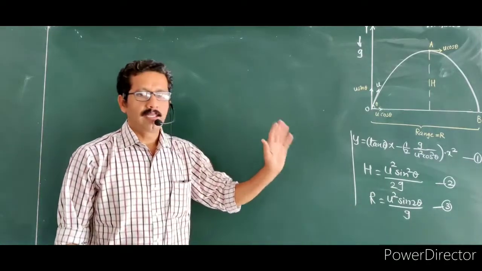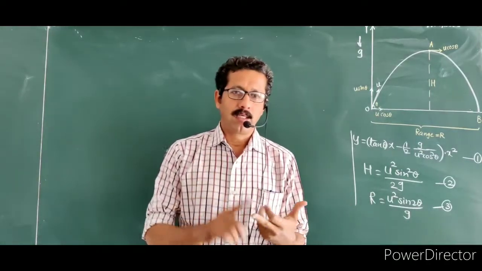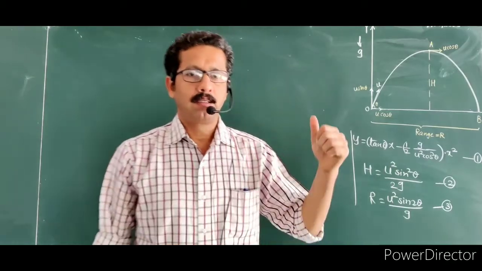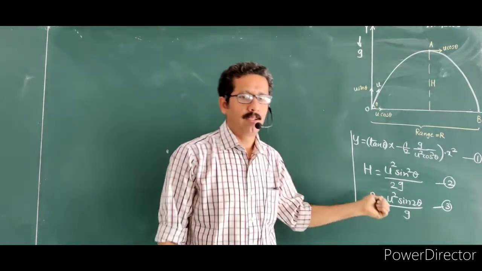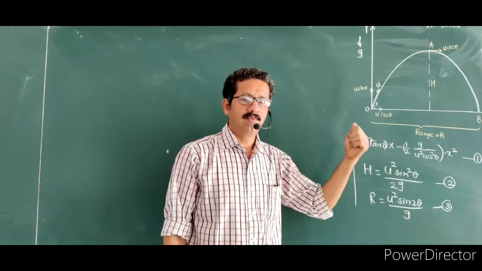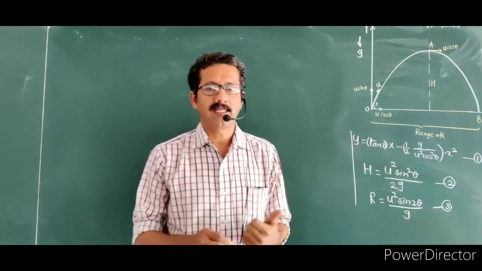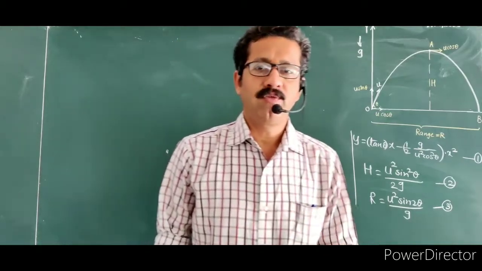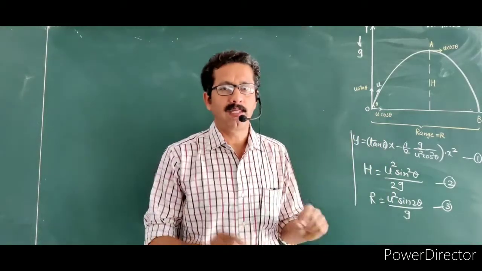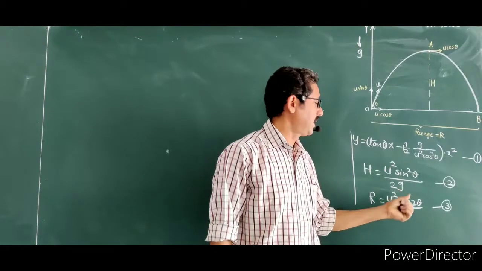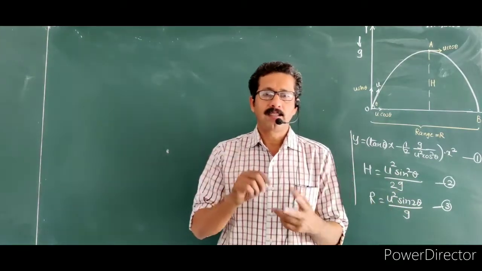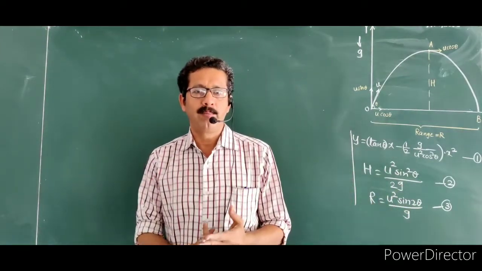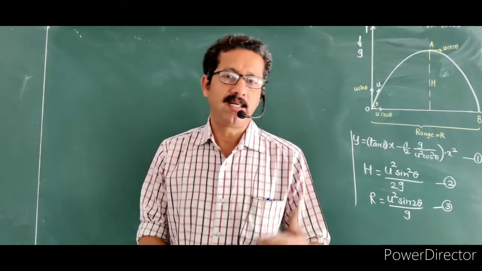Just now we have studied the relation of height, the maximum possible value of range, and we have also seen that the range is maximum for a 45 degree angle of projection, and the range of the projectile is going to remain the same when the projectile is projected at angles which are complementary to each other, theta and 90 minus theta.